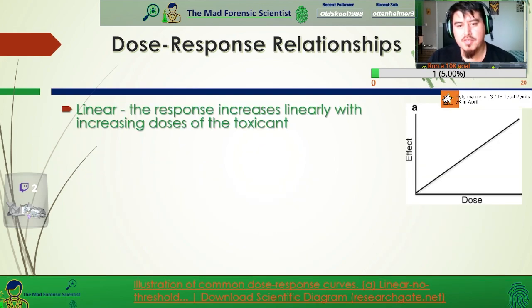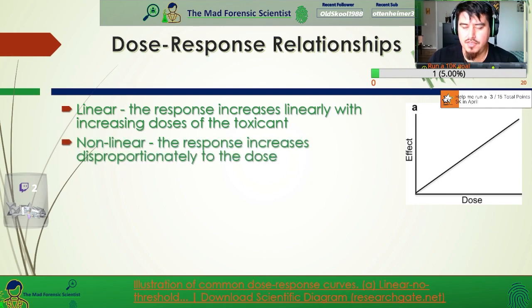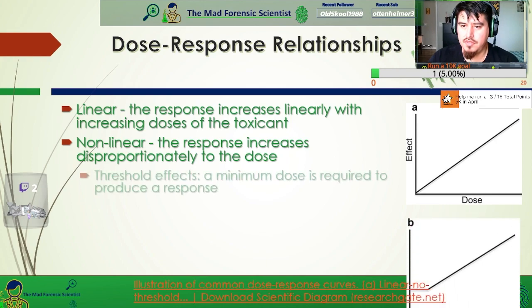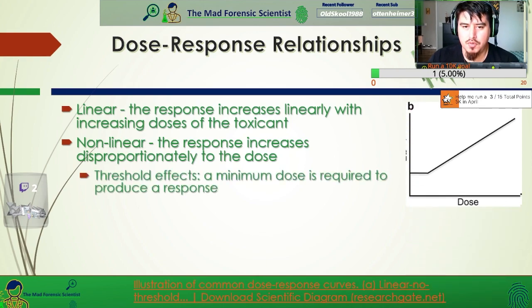Linear dose-response relationship increases linearly with increasing doses of the toxicant. Shown here, we have the effect increasing as the dose increases. Then there's nonlinear response, where the response increases disproportionately to the dose. A threshold effect, or a minimum dose required to produce a response. As you see, as the dose increases, the effect does not increase right away, but then once a certain dose is reached, then there's an effect.